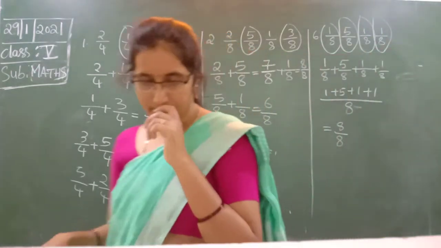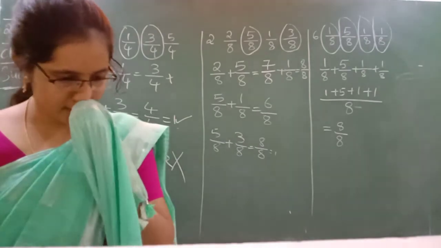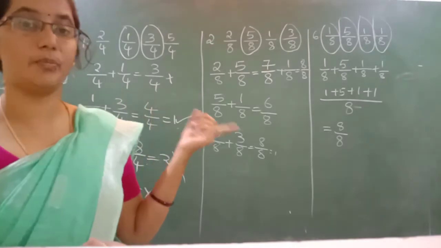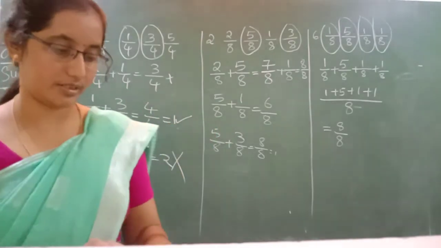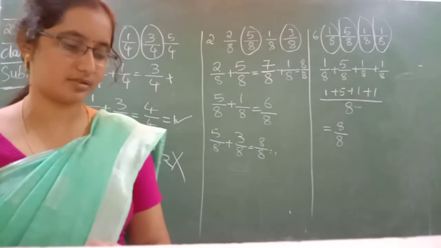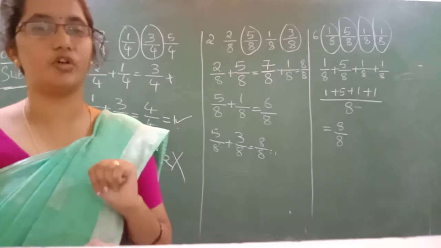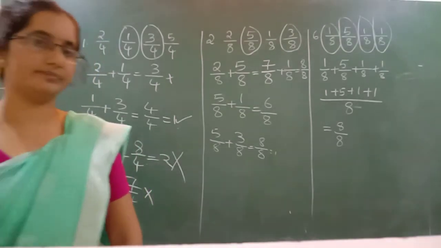Similarly, do the remaining problems. How many do we have? 3, 4, 5. Do all the remaining and circle. I think we have 4 in the fifth one. See, 1 by 4 plus 1 by 4 plus 1 by 4 plus 1 by 4. If you add, you will get 4 by 4. Then it will become 1. So you can circle completely.